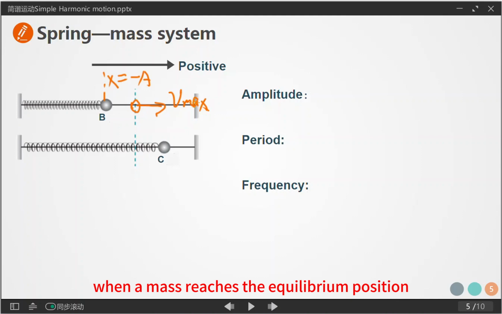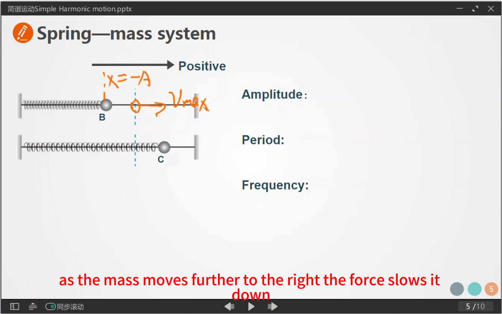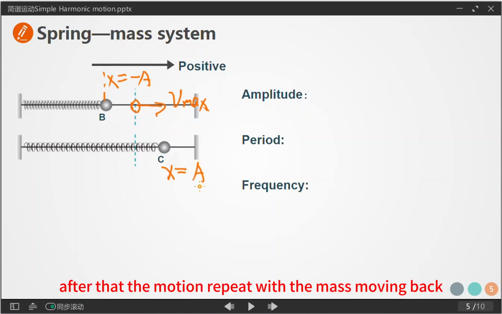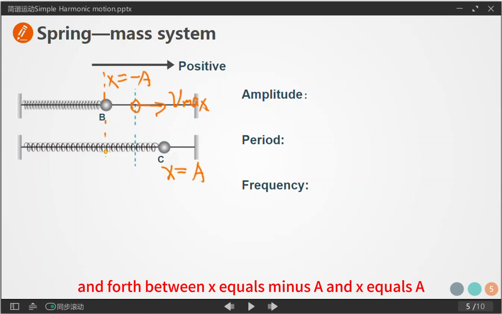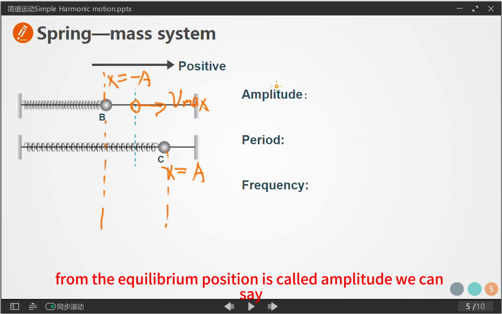When the mass reaches the equilibrium position, the force on it becomes zero, but its speed is at a maximum, v max. As the mass moves further to the right, the force slows it down until it stops momentarily at x equals a, as shown in position C. After that, the motion repeats, with the mass moving back and forth between x equals minus a and x equals a. So the maximum displacement, the greatest distance from the equilibrium position, is called amplitude.